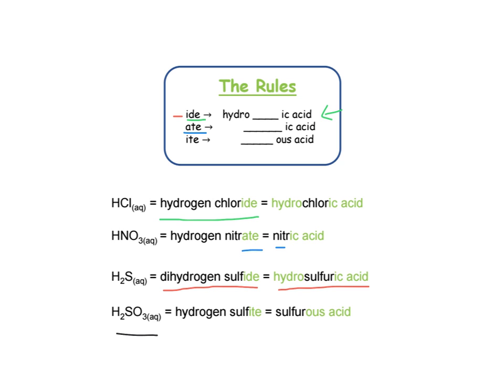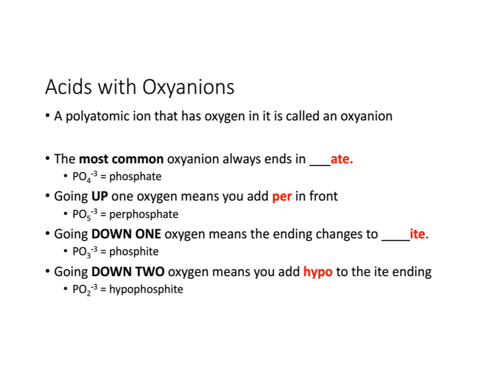And then lastly, we have H2SO3, which if we name it as though it's an ionic compound, becomes hydrogen sulfite. SO3 is sulfite, remember? And here, it ends with "ite". So our rule says that our acidic name is something-ous acid. So it's now sulfurous acid.